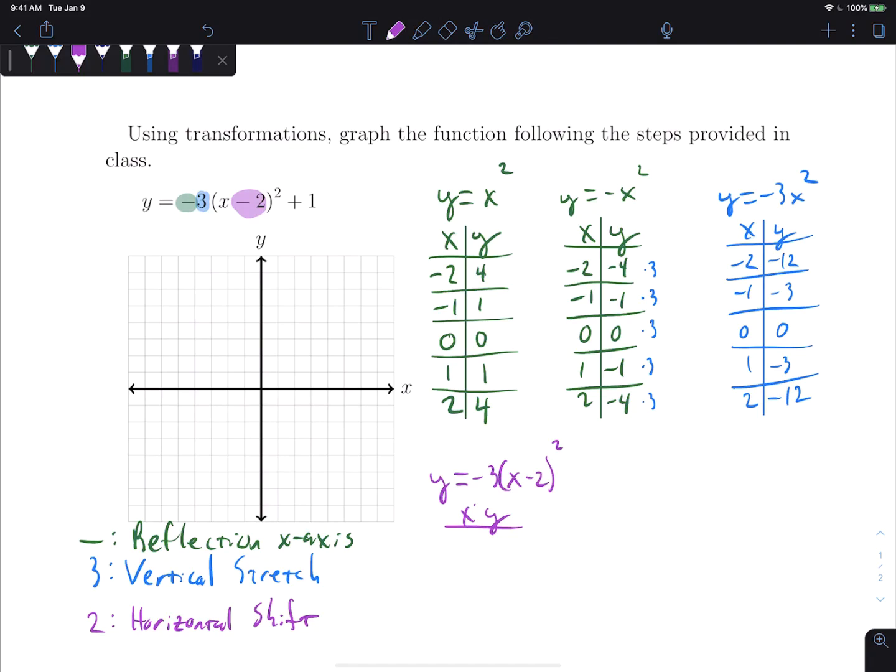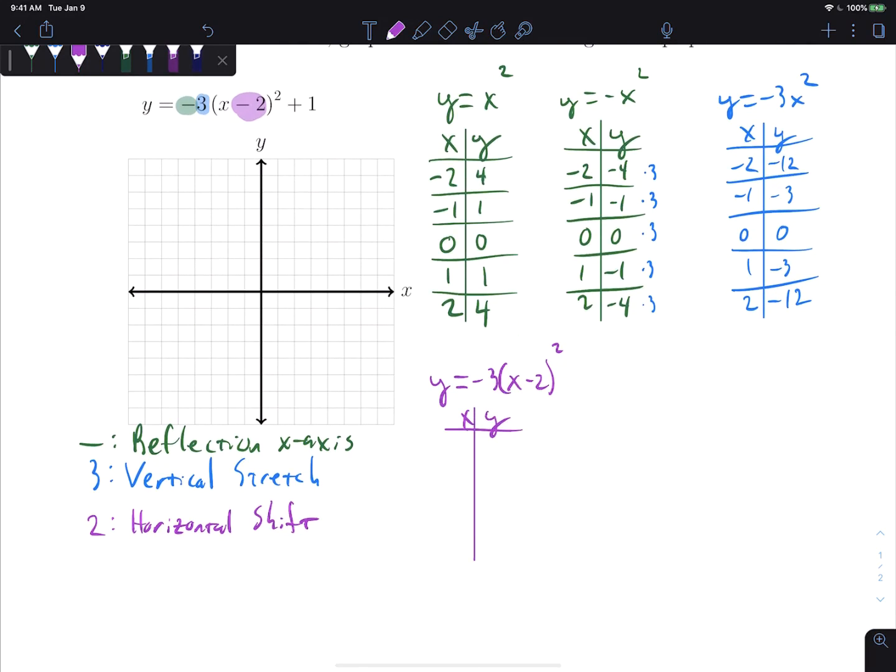That creates a new table. And because it is inside the parentheses, it is going to affect the x values. Excuse me, it affects the x values, so the y values do not change. So just rewrite the y values, and then change the x values. Now notice that this is a shift, and it's going to add 2 to all the x values. So add 2 to every one of the x values.